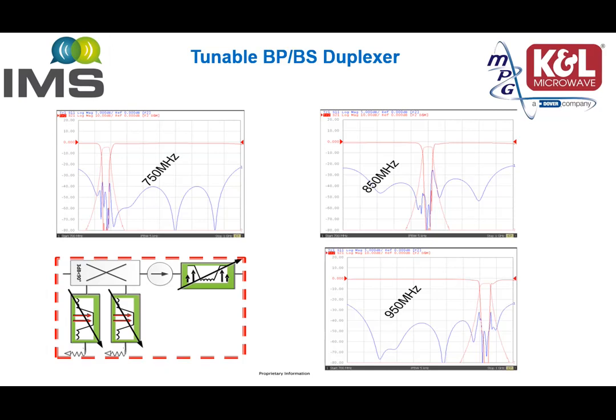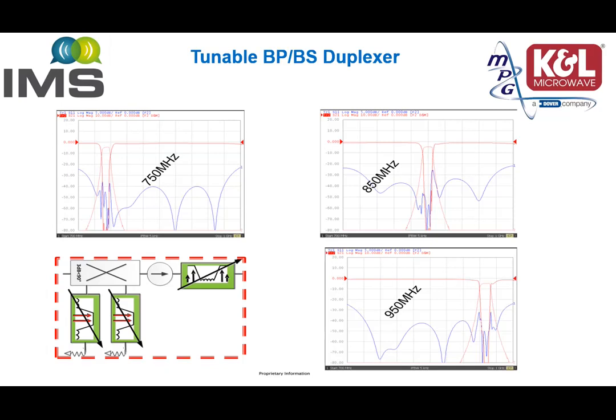LTE modulation bandwidth comes in 5, 10, 15, 20, and 40 MHz. LTE bands are spread from 600 MHz all the way to 6,000 MHz. If we were to accumulate fixed filters for every combination, we would need 3,600 fixed bandpass filters and 3,600 fixed band reject filters. This gives rise to tunable bandpass bandstop duplexers.